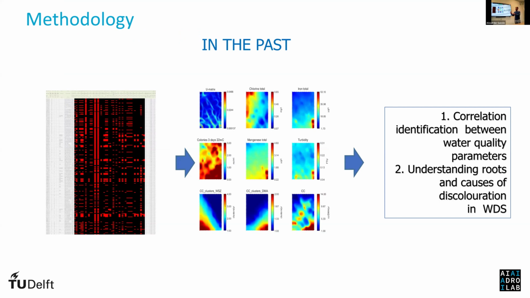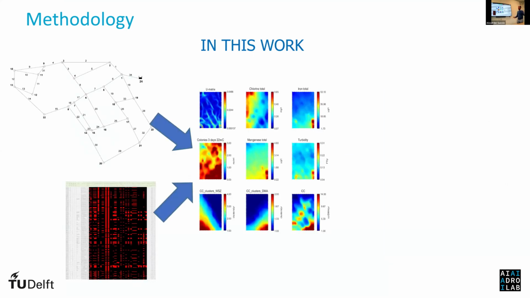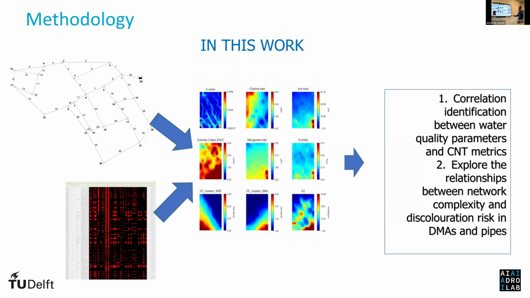So in the past, to understand discoloration, we had the raw water quality samples. We imported them into self-organizing maps, which I will explain a bit later. And then we tried to understand the correlation between water quality parameters and also the causes of discoloration in water distribution systems. Now, in this work, as I said, we use the raw water quality data in combination with complex network theory, imported into self-organizing maps, and try to explore the relationship between discoloration risk parameters and CNT metrics, and see if we have any CNT metric that could be valuable for us.